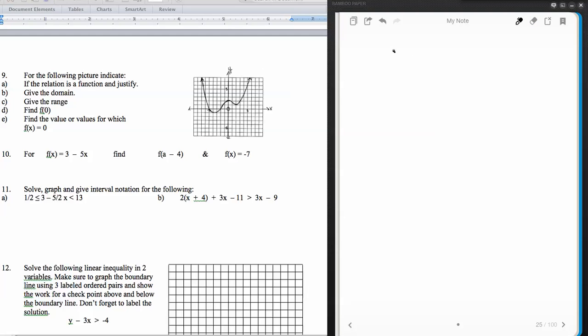Have is the following picture a relation, is the following relation a function, and justify. So again, part A, it is a function, and it is a function because it passes the vertical line test. So we would say it passes the vertical line test.